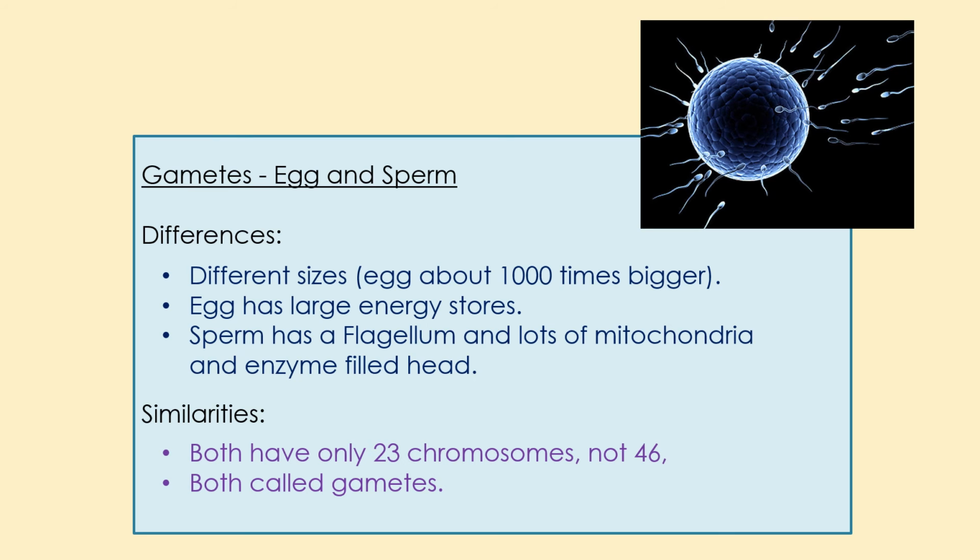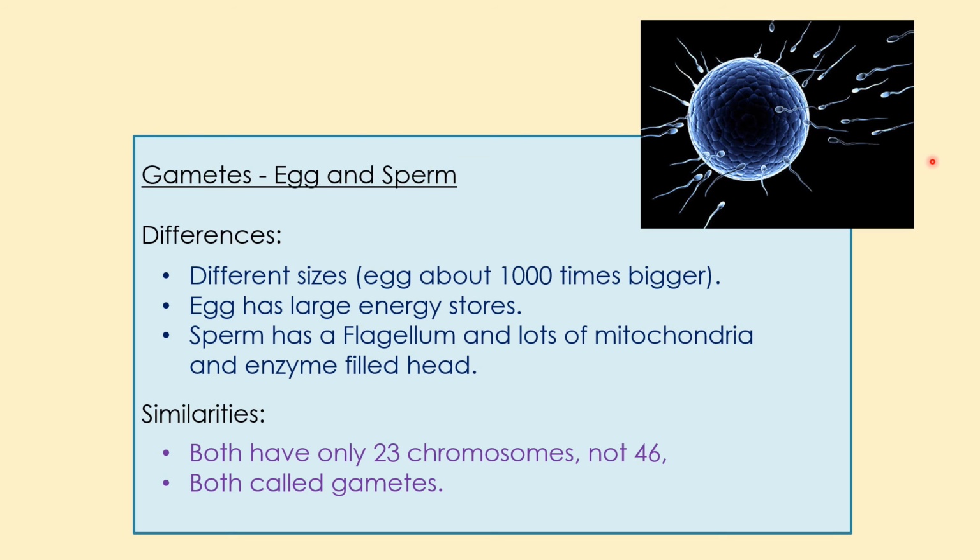Gametes, eggs and sperms. So the differences between the two types of gametes are different sizes. The egg cell is about 1,000 times bigger, as you can see on the picture. The egg cell has large energy stores. That's important because it has to support itself until the placenta can grow and properly develop. We'll get into that in more detail later.